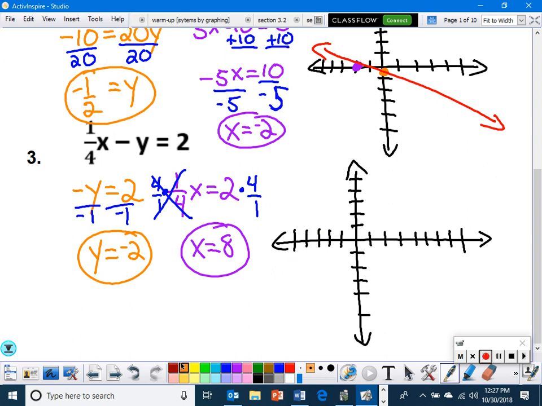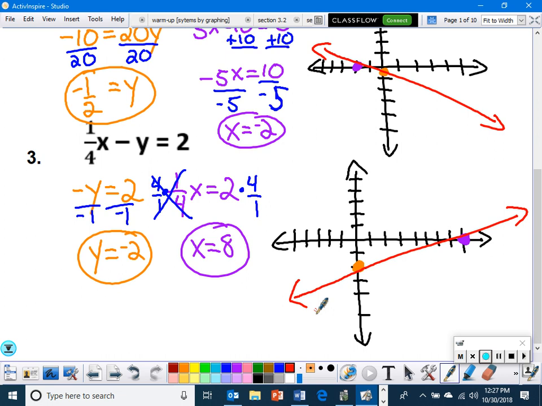All right, my y-intercept is negative 2. My x-intercept is 8. Draw a line through those 2 dots. All right, that's the warm-up. Please put that into your notebook.